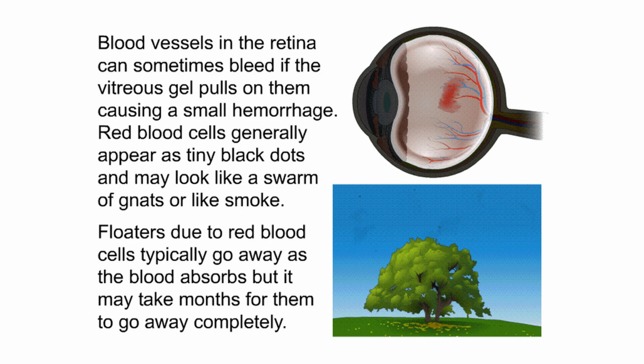Blood vessels in the retina can sometimes bleed if the vitreous gel pulls on them, causing a small hemorrhage. Red blood cells generally appear as tiny black dots and may look like a swarm of gnats or like smoke. Floaters due to red blood cells typically go away as the blood absorbs, but it may take months for them to go away completely.